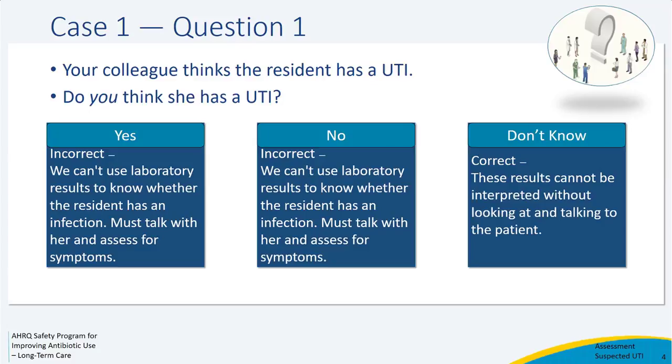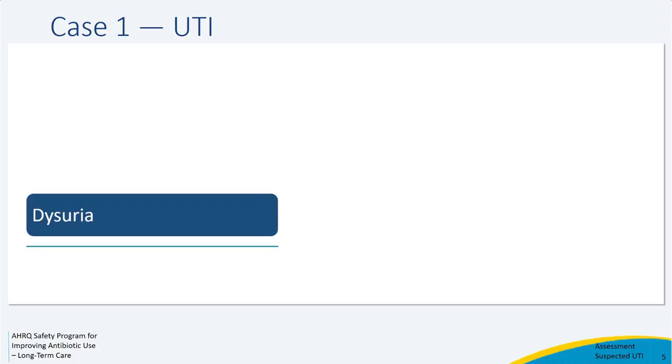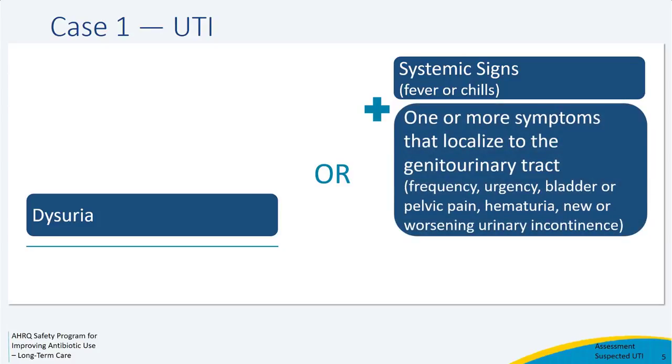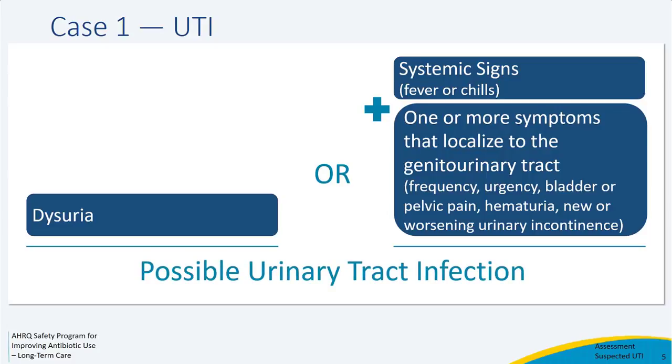Let's review signs and symptoms of a UTI. People who have dysuria or a burning pain with urination are showing a symptom of a possible urinary tract infection. A resident might also have a UTI if they have systemic signs such as fevers or chills and one or more symptoms that localize to the genitourinary tract. These are urinary frequency, urgency, bladder pain, pelvic pain, hematuria, and urinary incontinence. Many older adults have urinary frequency or incontinence at baseline. Systemic signs and an increase in frequency or incontinence might also indicate a UTI.